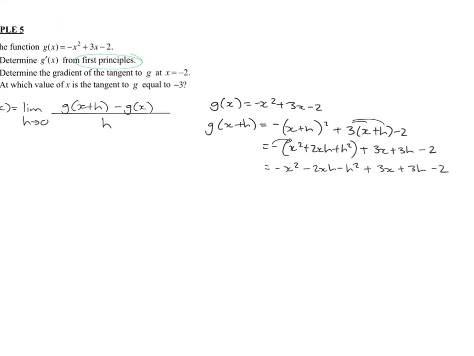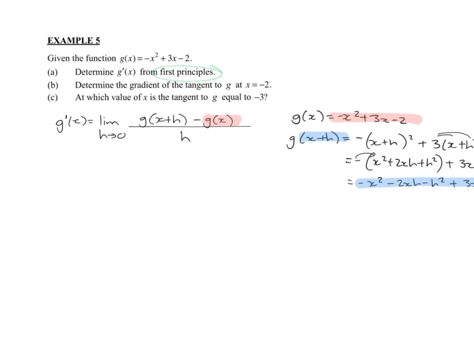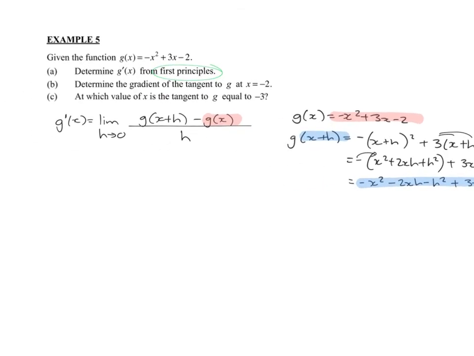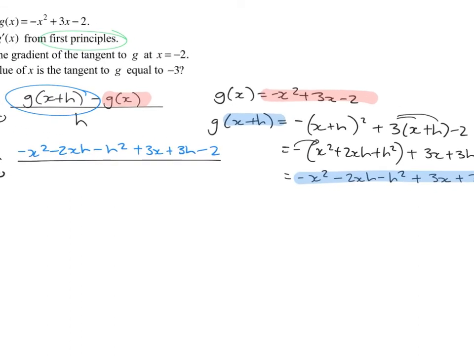So if you want, we can highlight. There's your g of x. There's your g of x plus h, and that's what you're going to substitute in. So keep the limit still. Okay, so that one's going to have the blue. It's going to be negative x squared minus 2xh minus h squared plus 3x plus 3h minus 2.